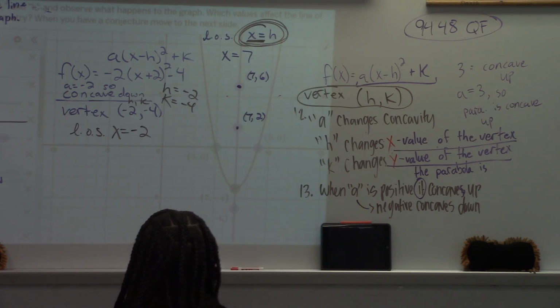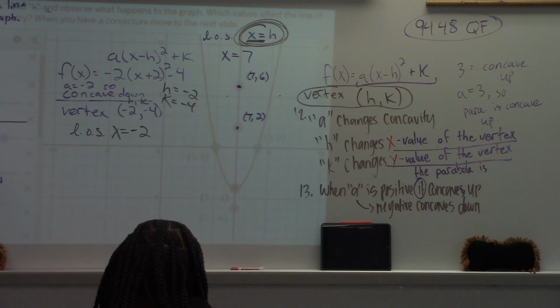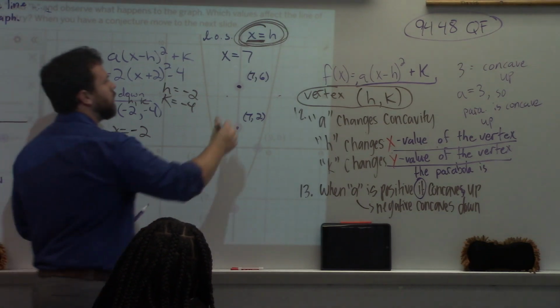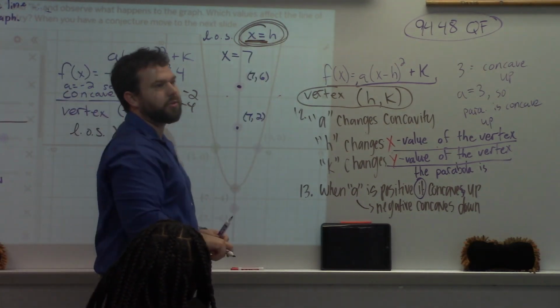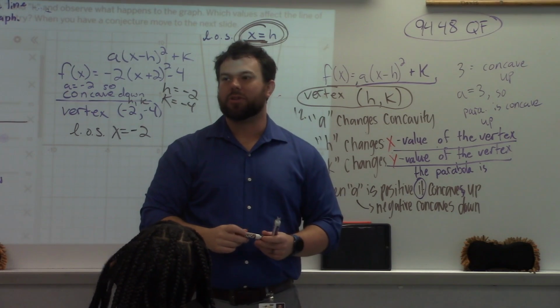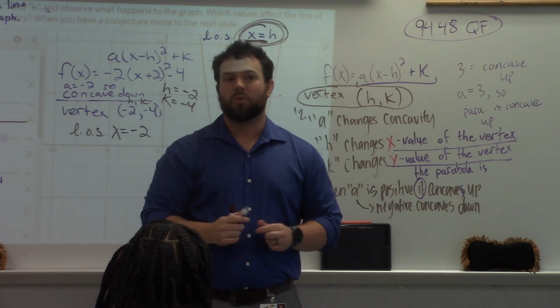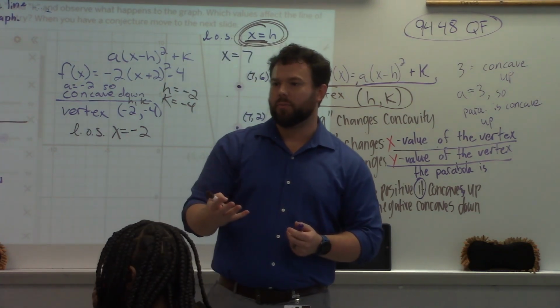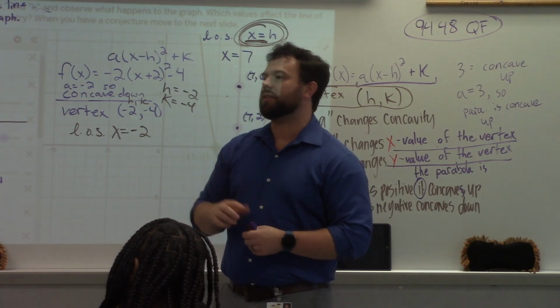Notice, what is this x value? Negative 2. What's gonna be this x value? Negative 2. So x is equal to negative 2. Remember, a line of symmetry is x equals h because it has to go through the vertex. If you do not have x equals, your line of symmetry is going to be wrong. Guys, a line of symmetry is a line, not an individual point or an individual value. It's got to be x equals.